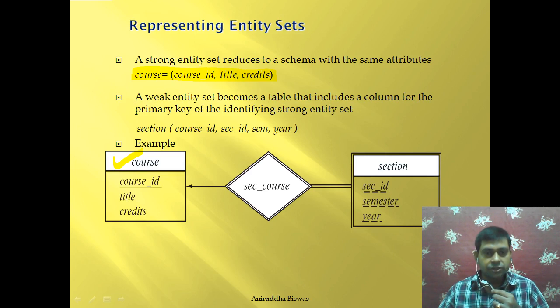This is the relationship, that is, section and course. This is the table for the database implementation, course and section. So these are the two entities which will be converted into these tables in the database.